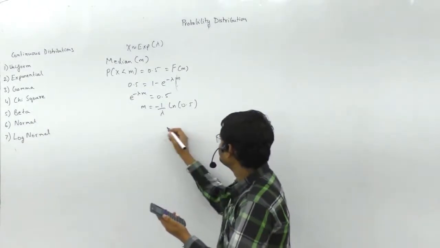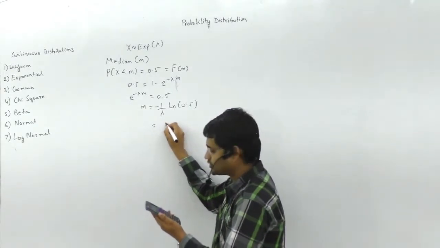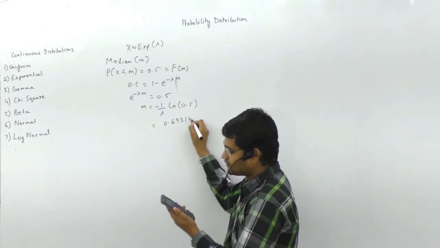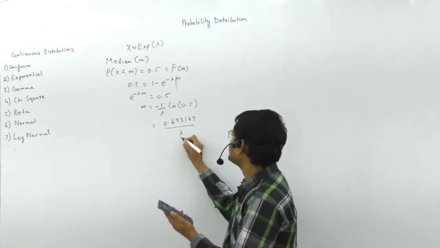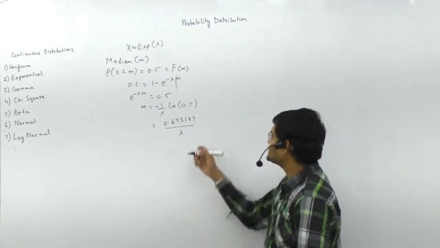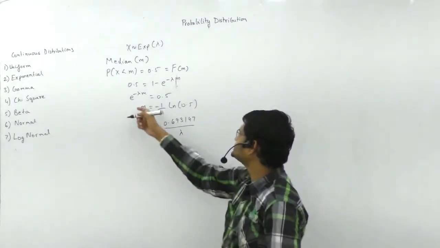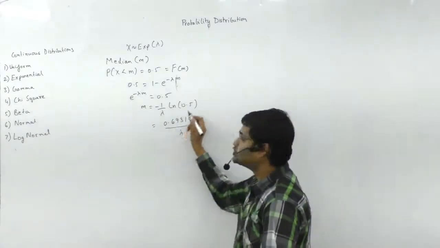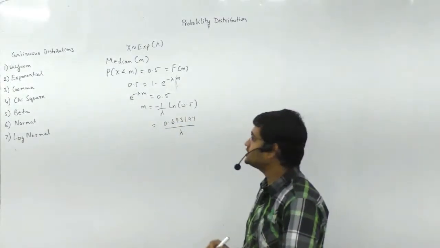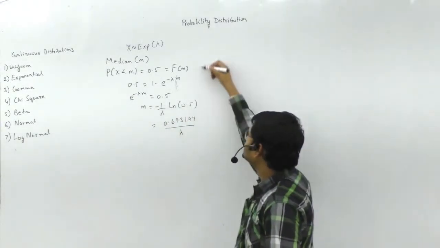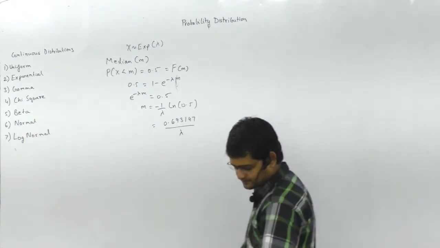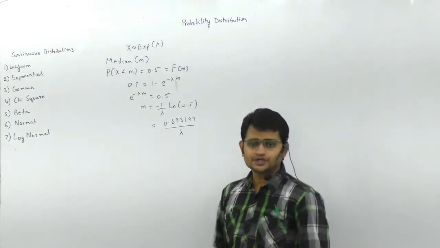ln 0.5 or m is going to be 0.693147 upon lambda. For a specific particular value of lambda, we can easily find what would be our median. Now, although you do not need to remember this particular term, you should remember the procedure of how we are going to use median.